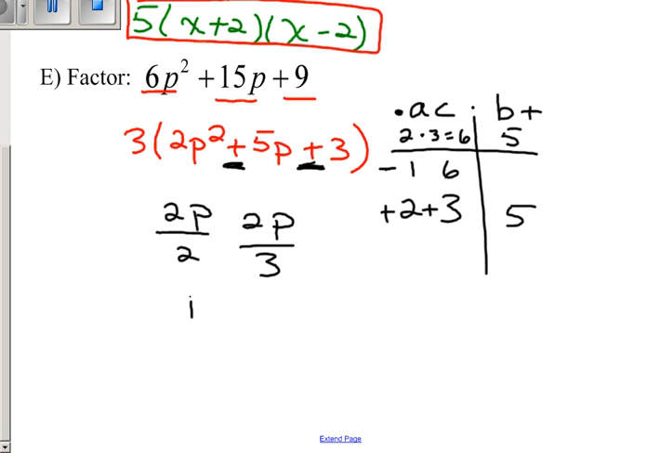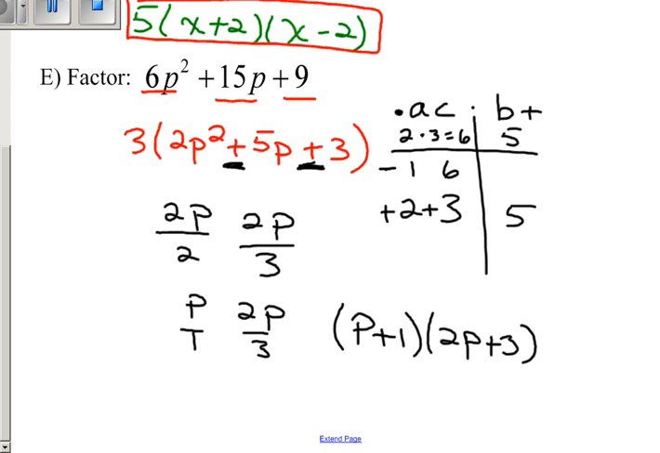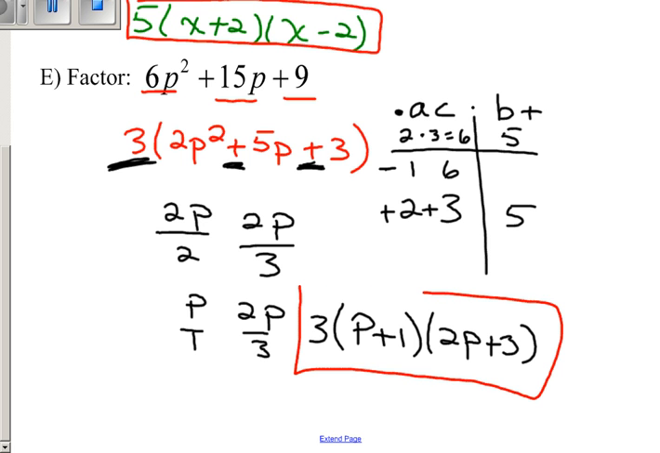The first one reduces to p over 1, leaving it as a fraction. The second one doesn't reduce at all. It's 2p over 3. Let's go ahead and make this into my factors. I get p plus 1 times 2p plus 3. And you have to be very careful because I have this 3 sitting over here that I factored out. That has to be part of my answer as well, because it's one of my factors, and there is my answer.